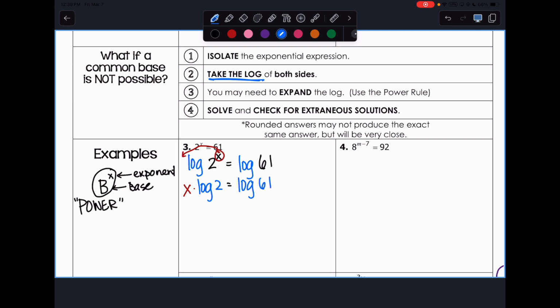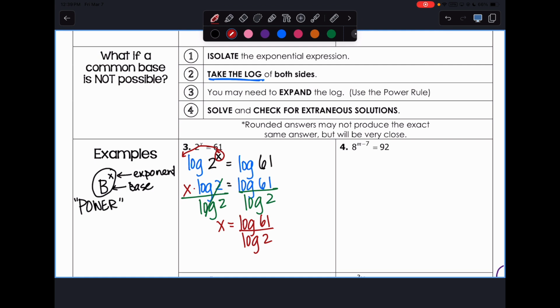Now, how do I isolate the x? Exactly. So that allows us to do this. Divide both sides by log of 2. That becomes 1. X is going to equal log of 61 divided by log of 2. That's what you put into your calculator.